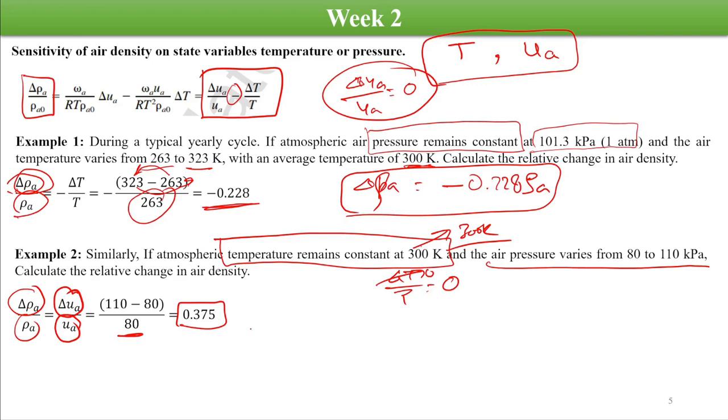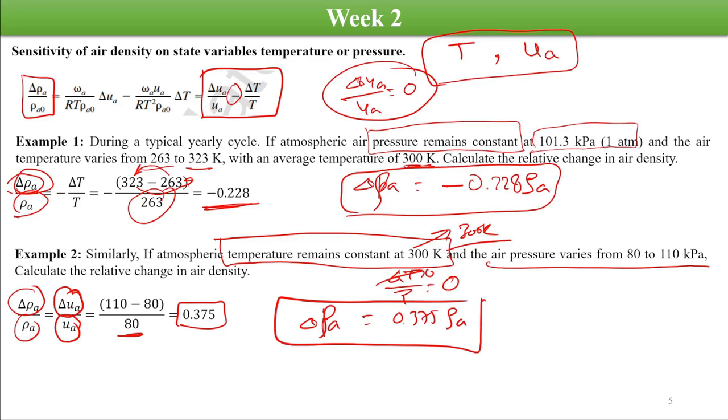Right. So if we write it here, delta rho A is equal to 0.375 times rho A. Fine. So we see that the factor by which the air density is changing because of the temperature is 0.228, and the factor by which the air density is changing in case of pressure change is 0.375. So we can say that in case of vapor pressure and air pressure change, the air density changes more rapidly.